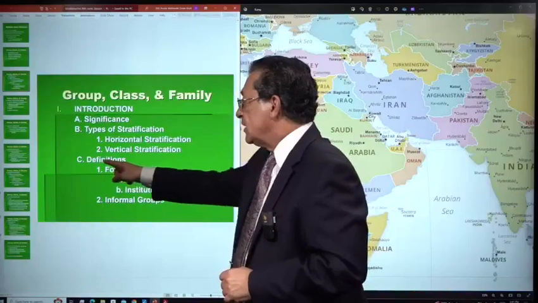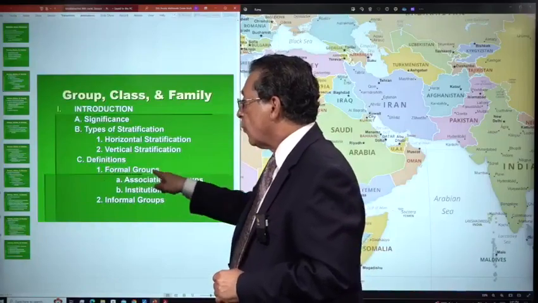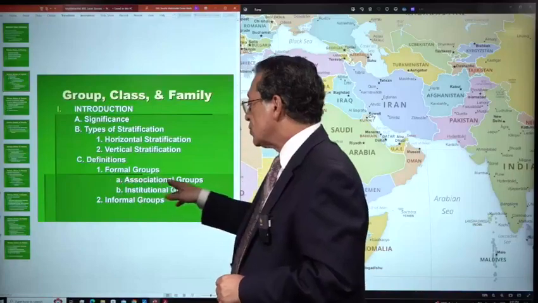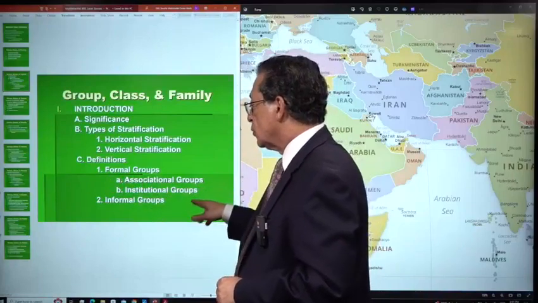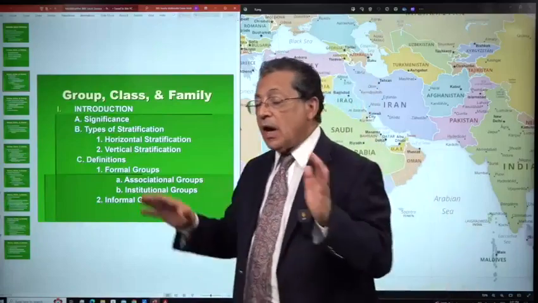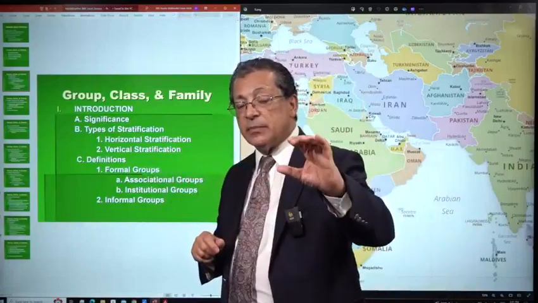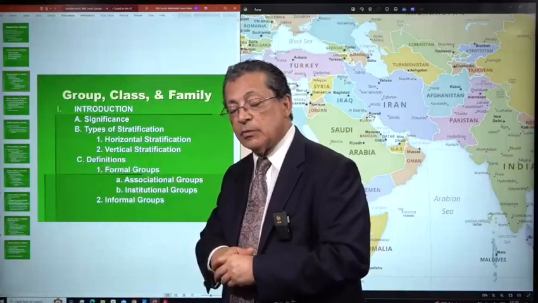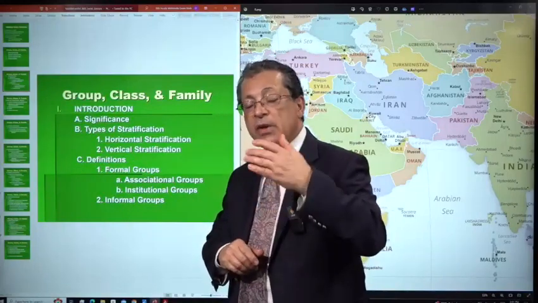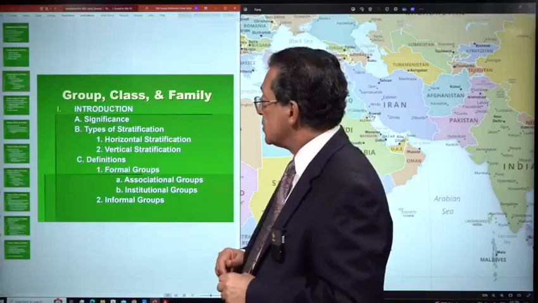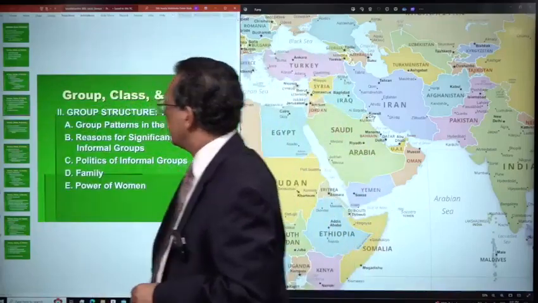We talked about the definitions of these terms, like formal groups. Do you remember? We talked about associations, association groups, institutional groups, and informal groups, like tribes, etc. I'm bringing together, again, the material that Professor James Bill introduced in that module 3 reading, plus some of the material from the articles I just mentioned. All right, here we go.